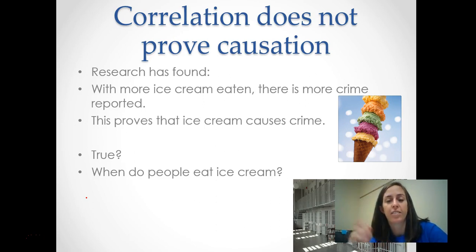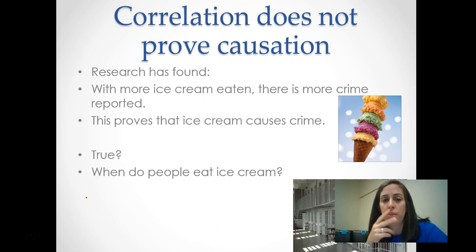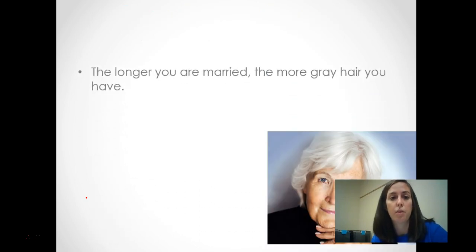All you can say is correlation shows a relationship between the two. Here's another one for you. The longer you're married, the more gray hair you have. It's a true correlation. They are correlated, but marriage does not cause gray hair.